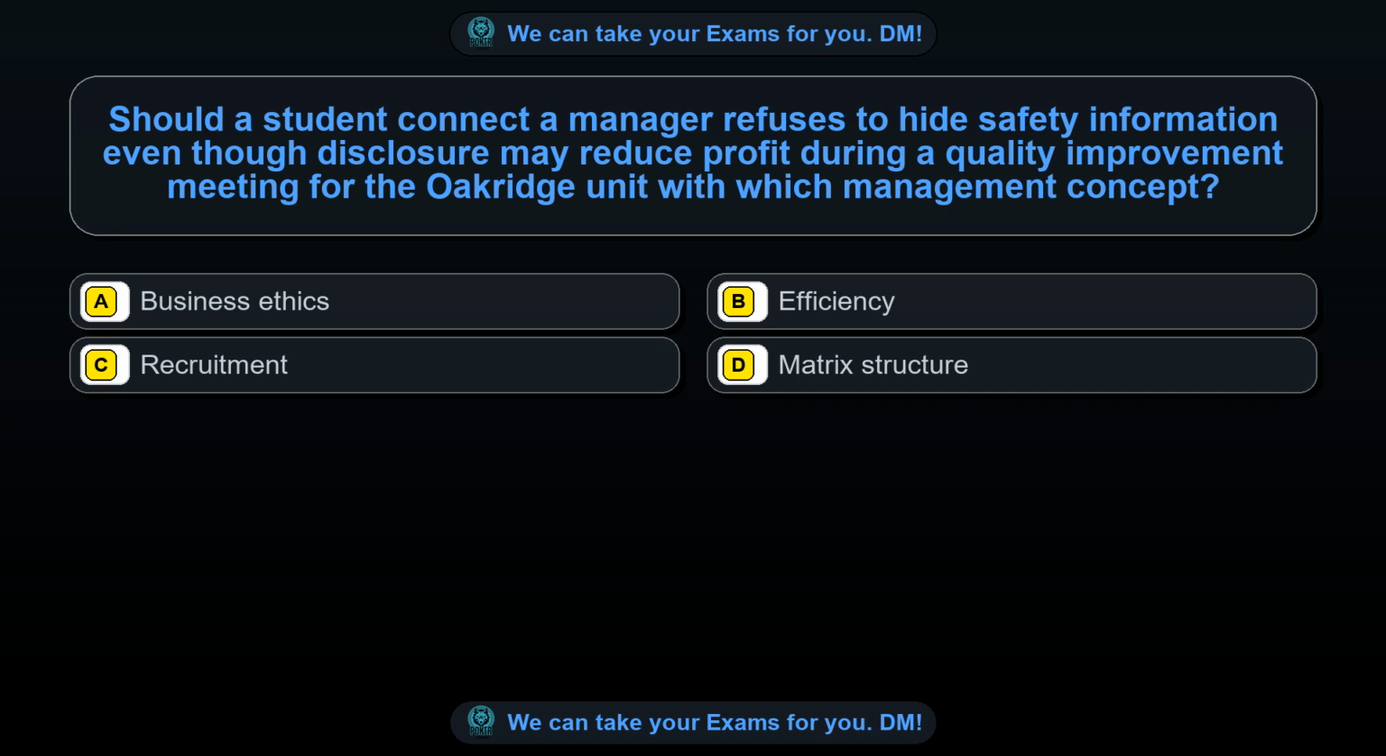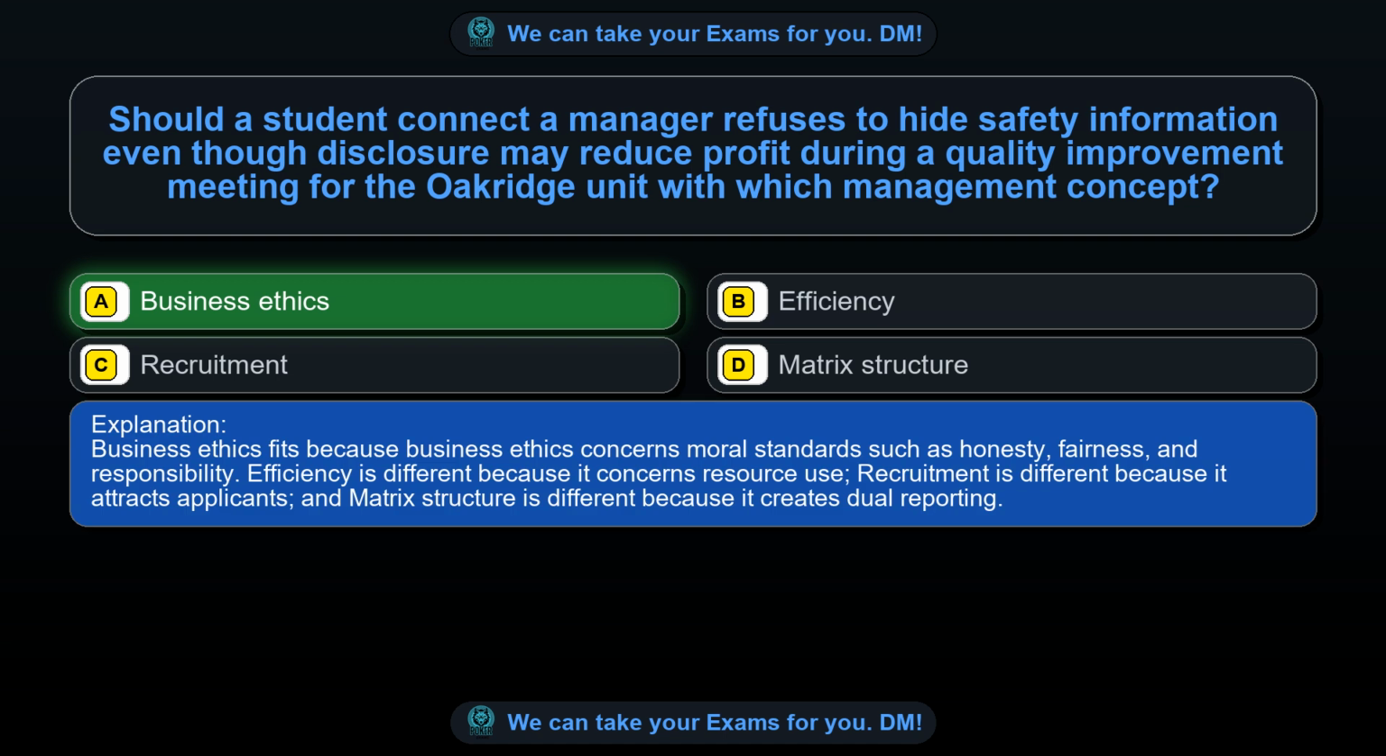Question 15. Should a student connect a manager who refuses to hide safety information even though disclosure may reduce profit during a quality improvement meeting for the Oak Ridge unit with which management concept? Option A, business ethics. Option B, efficiency. Option C, recruitment. Option D, matrix structure. The correct answer is option A, business ethics.